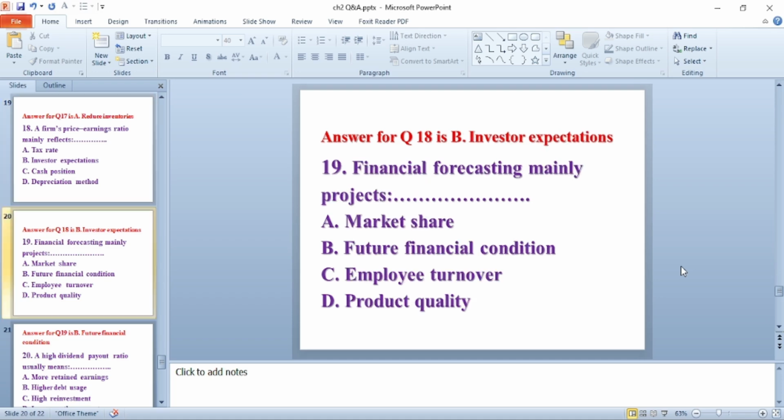Question number 19. Financial forecasting mainly projects dash: A. Market share. B. Future financial condition. C. Employee turnover. D. Product quality. The answer for this question is B, future financial condition.